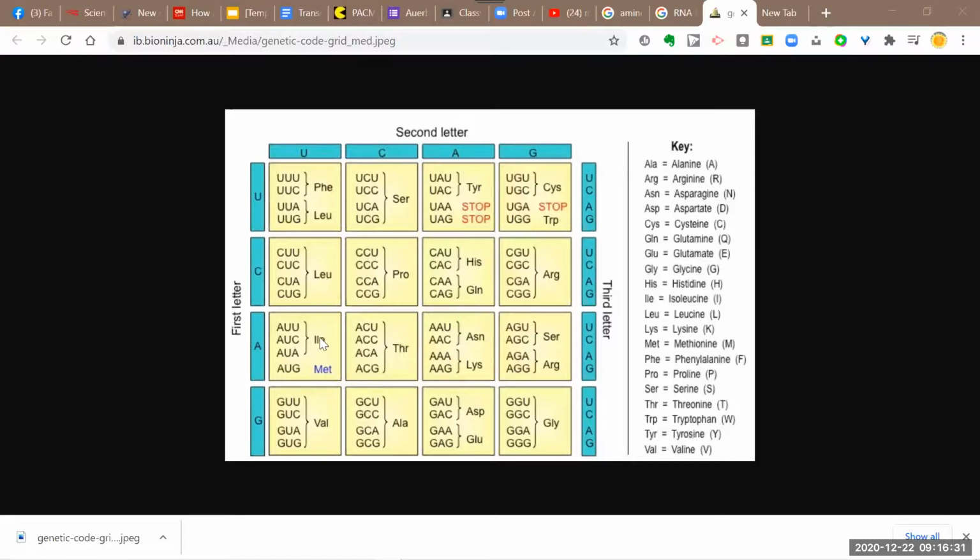So again, what you're doing is you're reading the code CCG. First letter, second letter, third letter. First letter you read from the left, narrows it down to a row. Second letter you read from above, and wherever it intersects with the row from the first letter, narrows it down to a box. And then if you need it, the third letter can tell you which one of the 4 in this box it is. In this case, they all stand for Pro, P-R-O, which is the amino acid proline. People make mistakes on this, but once you get it, you get it.